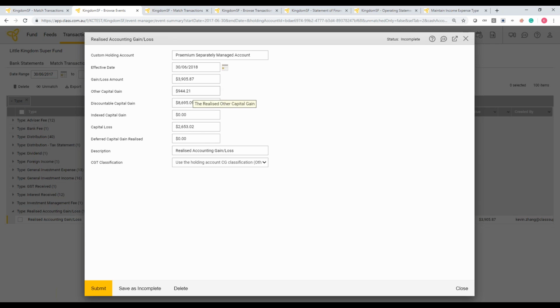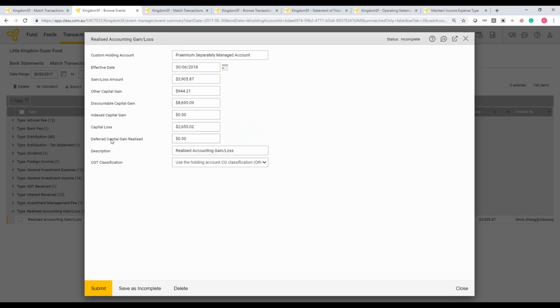Now, the gross gain is actually inclusive of the other gains, which is 9639.3. If I subtract the other gains, that gives me the value of 8695.09, that's the amount I need to report as discounted gains. And then the system will automatically apply the 1/3 discount to it, and then you will get effectively 5796.69. Okay, but you need to always report the gross amount here.